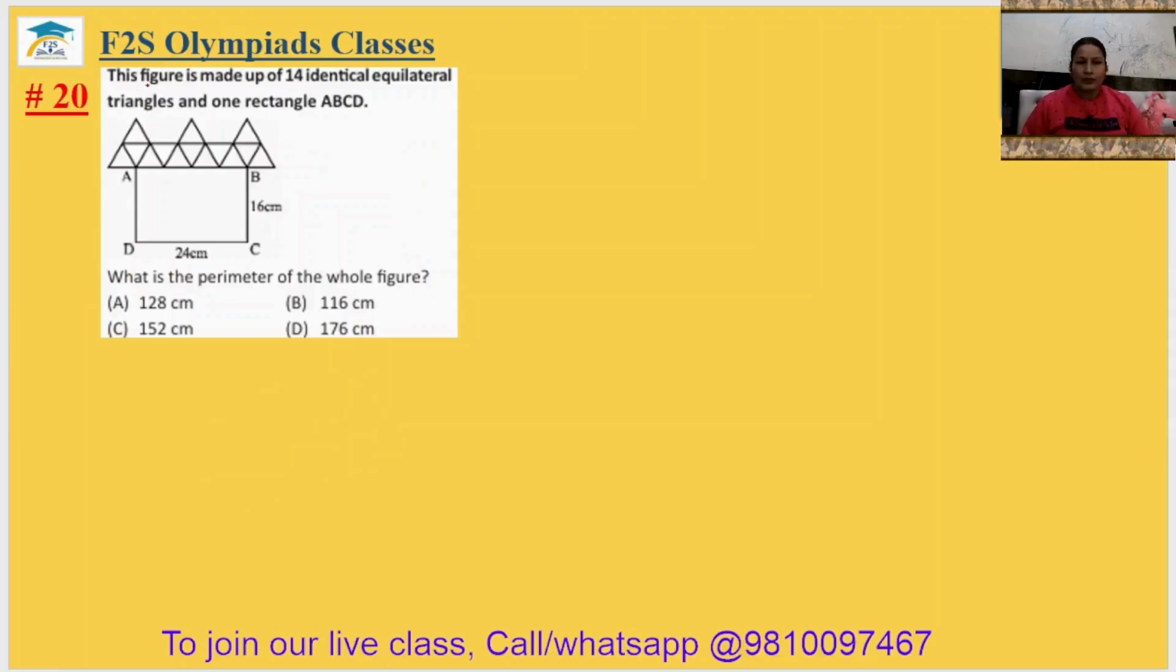Question number 20. This figure is made up of 14 identical equilateral triangles and one rectangle ABCD. What is the perimeter of the whole figure? So how many bases of the equilateral triangles are used with one side of the rectangle? It is 1, 2, 3, 4. It means 4. If A is the side of the equilateral triangle, 4A equals 24. It means A should be 6. So the side of the equilateral triangle is 6.